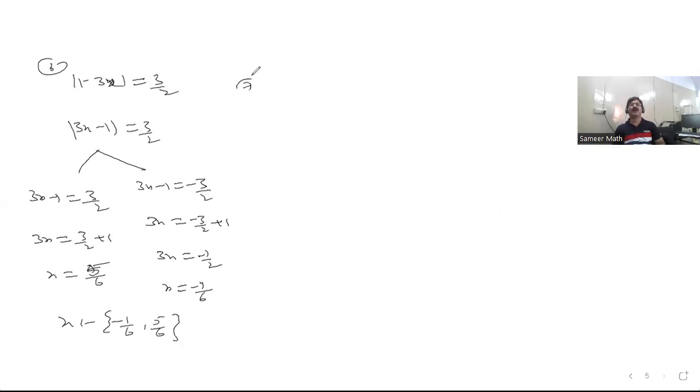Not only this, I want to take one more example. Suppose x square minus 5x plus 6 equal to 0 inside the mod. What happened here? This is x square minus 5x plus 6 equal to 0. The inside expression is 0. You can simplify: x minus 3 and x minus 2 equal to 0. x is equal to 3 and 2. You can use it like this also.